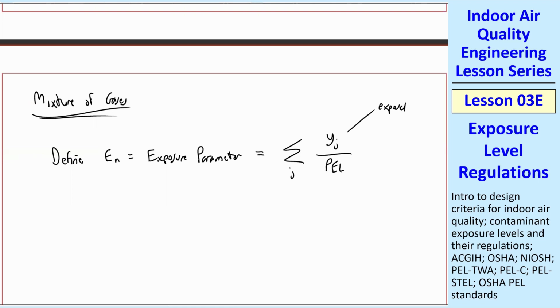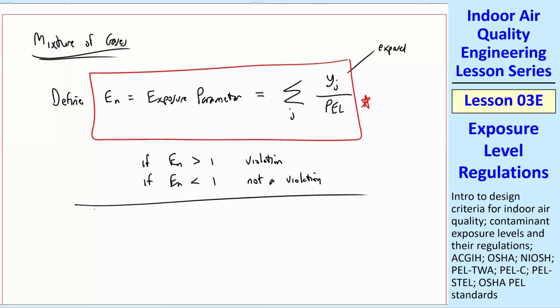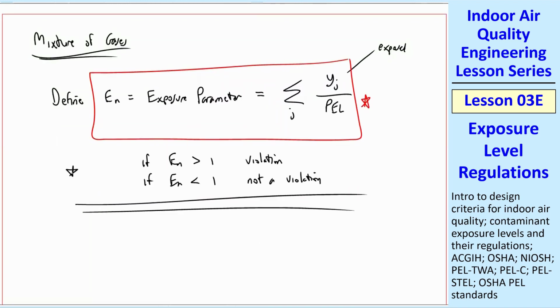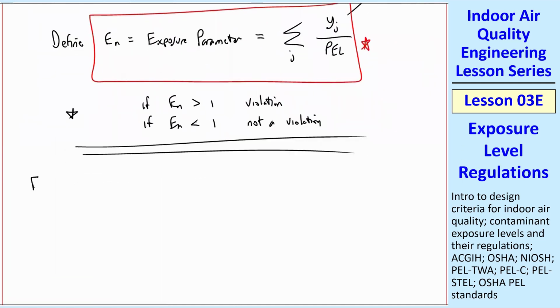PEL. So we're going to just do it kind of vaguely here. This can apply to any of those things. So this is the definition. And the rule then is if EN is greater than 1, it's a violation. If EN is less than 1, it's not a violation. So it's a nice simple equation and a nice simple way to look at it. It has to be greater than 1 to be a violation. And I'll do a very quick example.